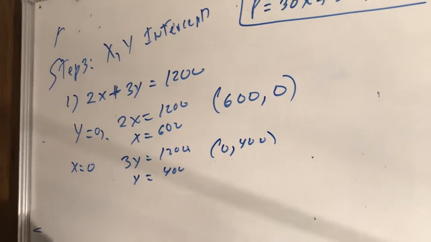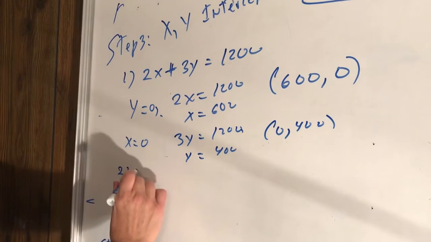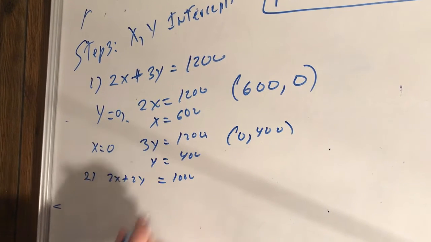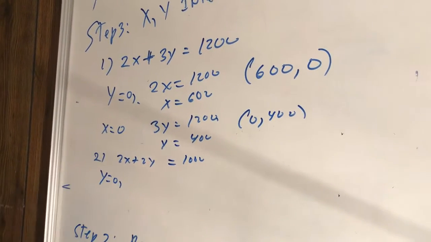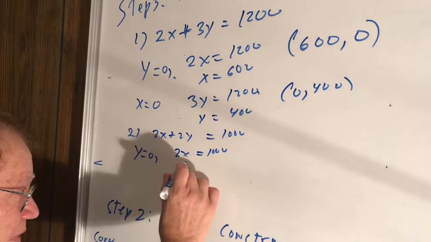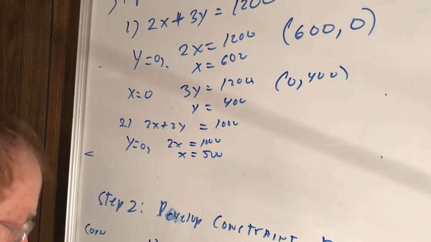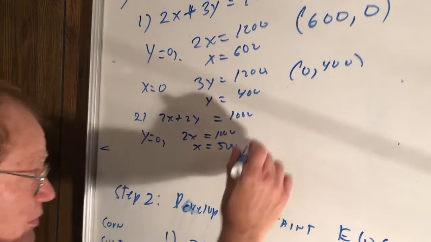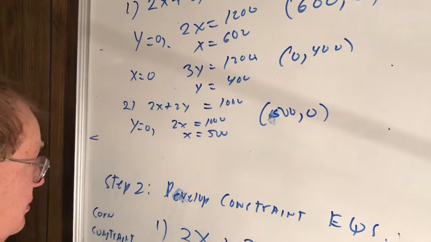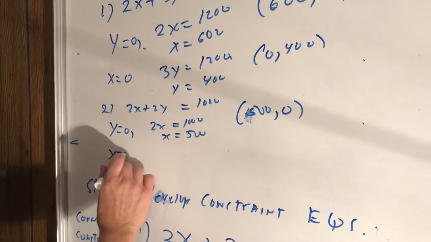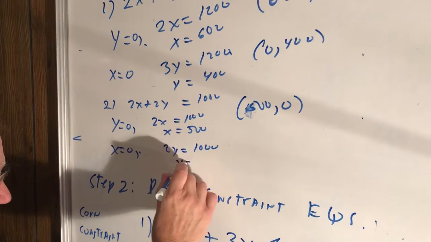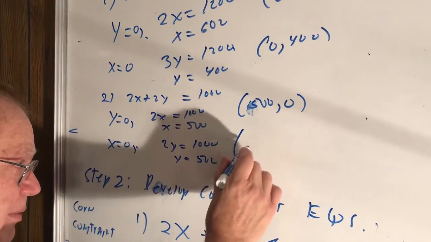Okay, now the second constraint equation, 2x plus 2y, let's make that an equality. When y equals 0, 2x equals 1,000, so x equals 500. So that gives me a point of 500 and 0. Now when x equals 0, 2y equals 1,000. So y equals 500. That point becomes 0 and 500.